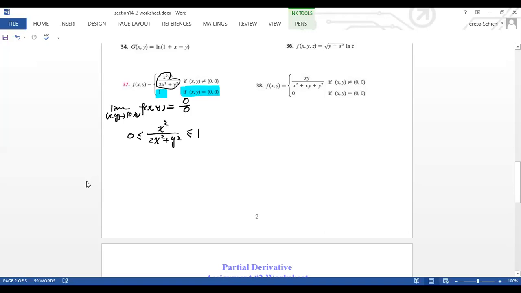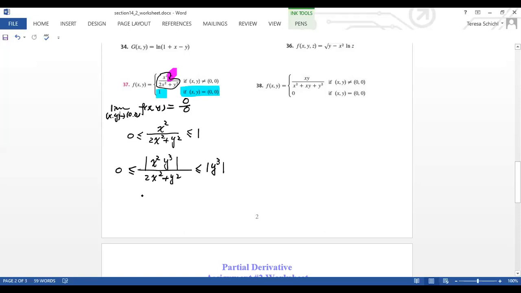Okay, and then I still have this y cubed in my equation. So let's take a look. If this is the x squared over 2x squared plus y squared, and now I have y cubed, I put in the absolute value. So you multiply by the absolute value of y cubed, which means the expression is greater than or equal to 0.